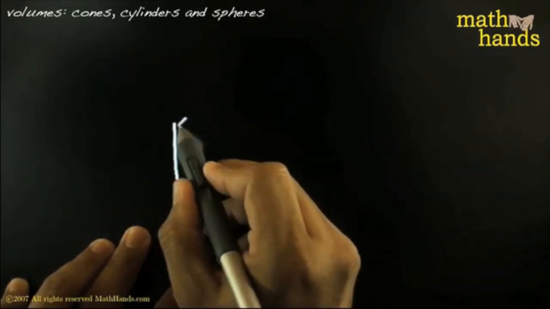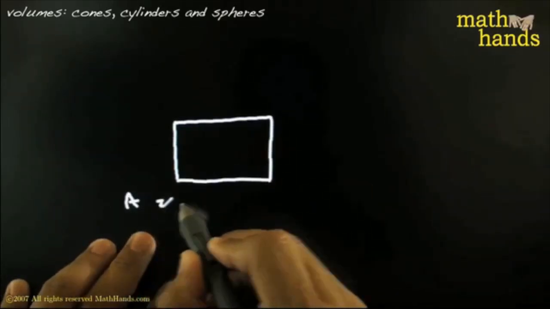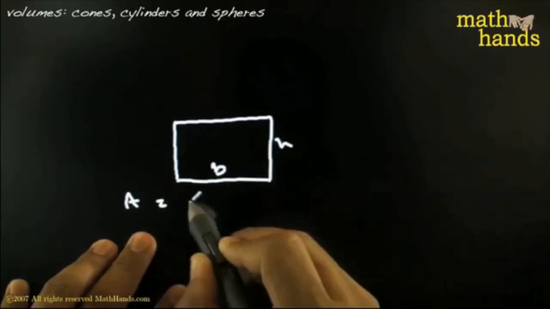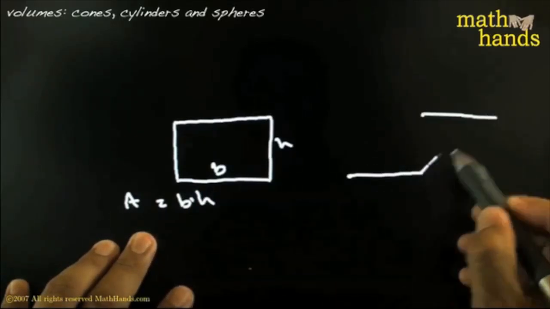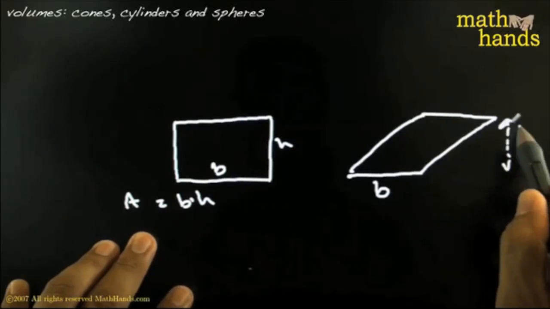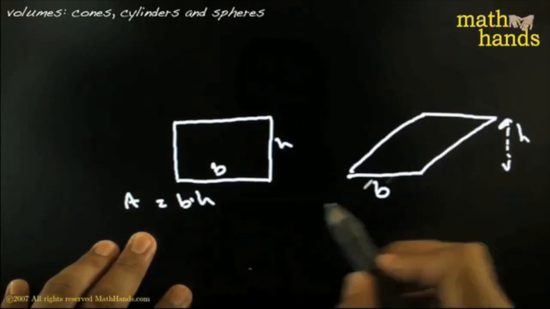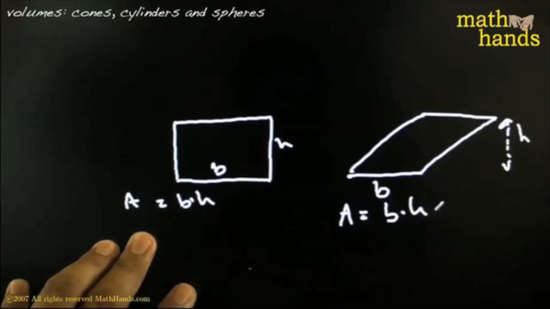For example, if you have a rectangle, you know that the area is equal to base times height, and then you ask the simple question: what would happen if you slant this? Then you still have the same b, and this length right here is still h. And the question is, how does this area compare to that area? And the area here is still base times h.